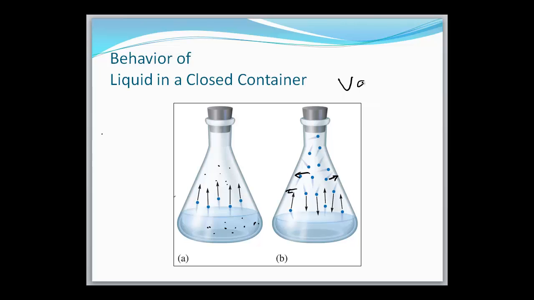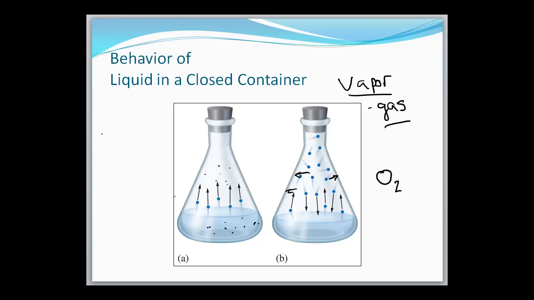Now when we say the word vapor, a vapor is nothing more than a gas of some substance that's normally a liquid at room temperature. In other words, water is normally a liquid at room temperature, so if we have water in the gaseous phase, we call it water vapor. Oxygen, for example, is normally in the gas phase, so we don't call it oxygen vapor, we call it oxygen gas.